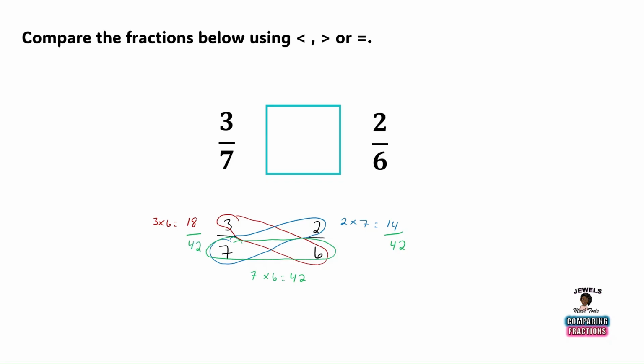Okay, so at this point, after you've done the cross multiplication, we can see that 3/7 has the larger fraction in their equivalent form, which tells us that our 3/7 is the larger fraction. And that would be our cross multiplication method.